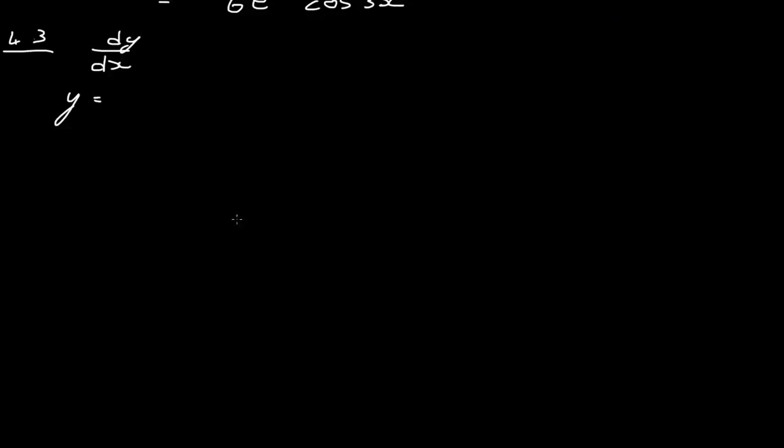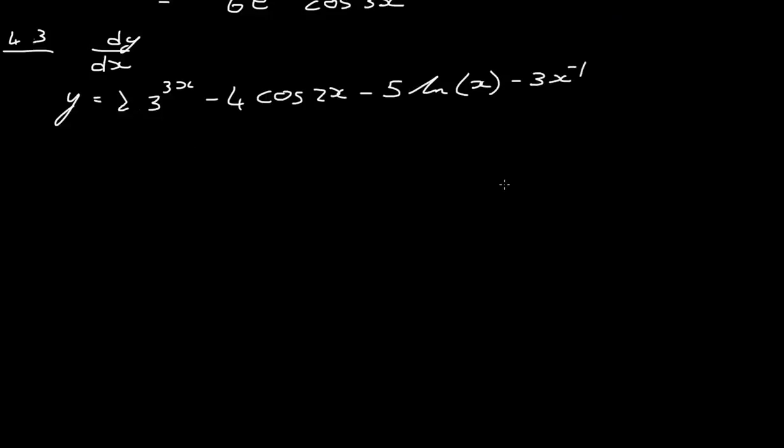So, let's carry on with this differentiation. 2 times 3 to the 3x, I think, minus 4 cos 2x minus 5 ln of x minus 3x to the minus 1, sorry. Okay, differentiate with respect to x.